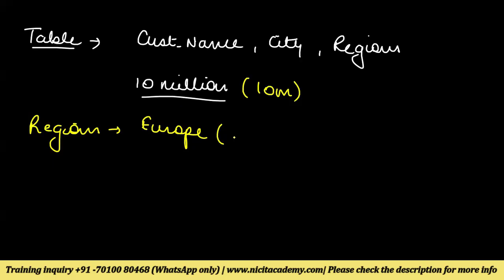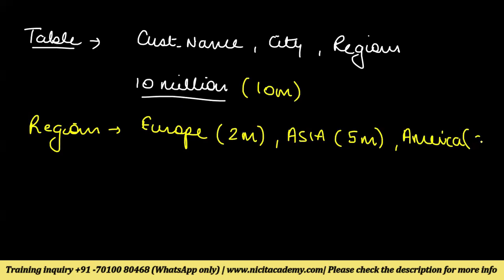So in Europe, there are, let's say, 2 million people. In Asia, I have again, not two, let's say it's 5 million. And then in the American region, I have again 3 million people. Like that, let's say. If you partition it by region, right?